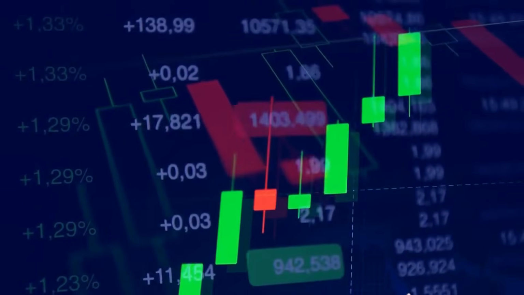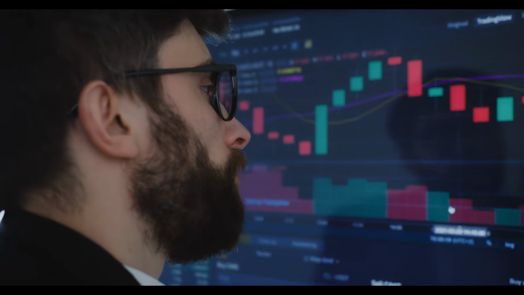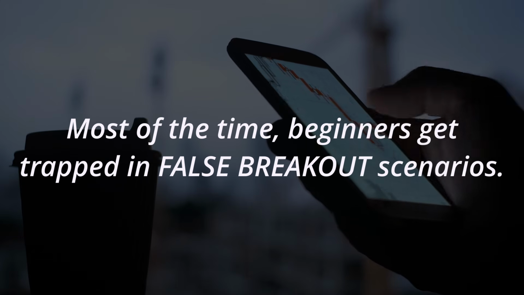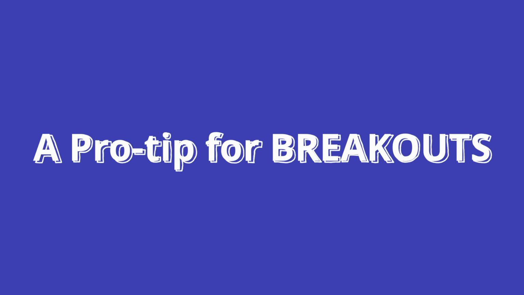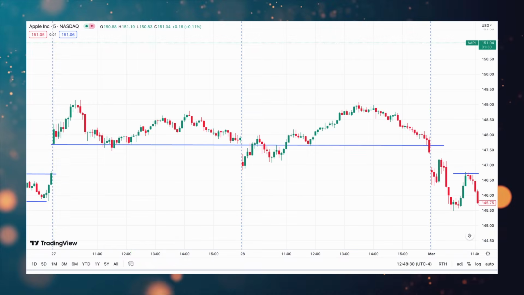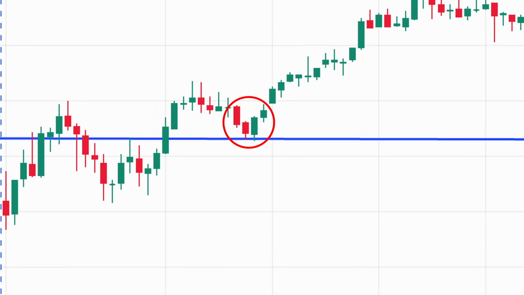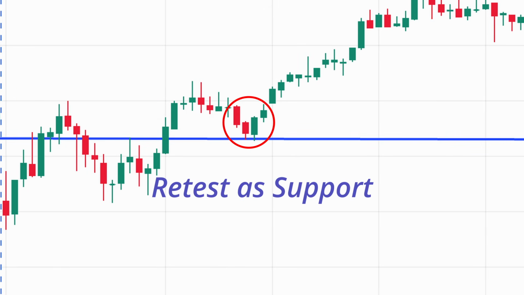Because breakout moves are very fast, they are sought after a lot by beginner traders, but most of the time they get trapped in false breakout scenarios. Here is a pro tip that will save you from such situations. Never, ever trade a breakout on the first attempt. Wait for it to retrace to that support or resistance and test it again.